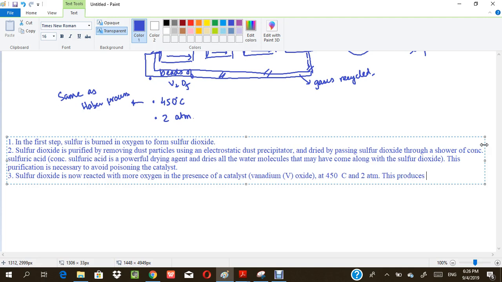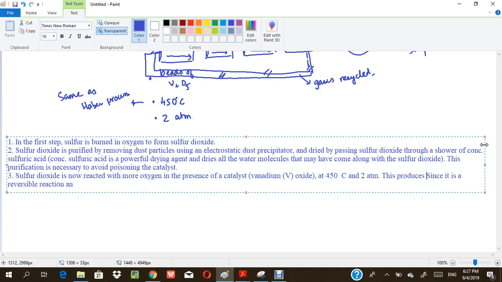This produces sulfur trioxide. Since it is a reversible reaction, sulfur trioxide tends to convert back into sulfur dioxide and oxygen.